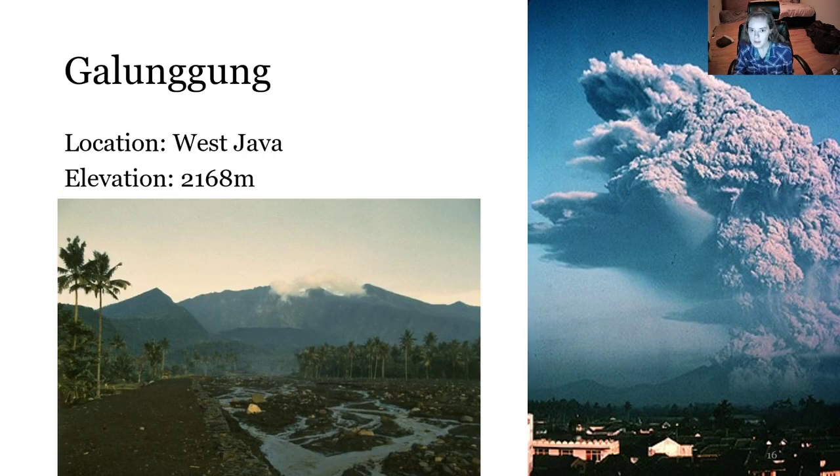So our next volcano is Gelonggong. This is located in West Java and has an elevation of 2,100 meters. Looking at this picture over here, you can see the plume that rises out of here, how large it actually is. This is pretty much all ash and gas. And then down here, this is the aftermath of a lahar that happened. You can see all the debris littering and covering this river valley here. So it's pretty much destroyed that valley.